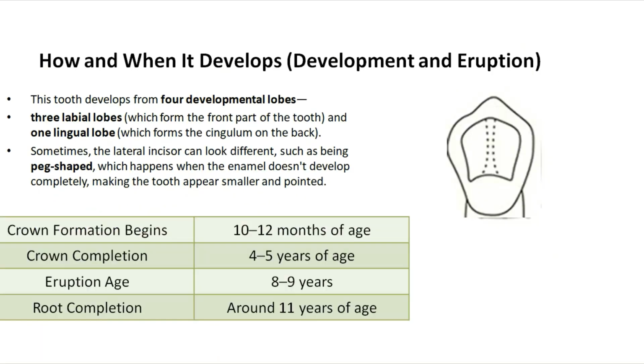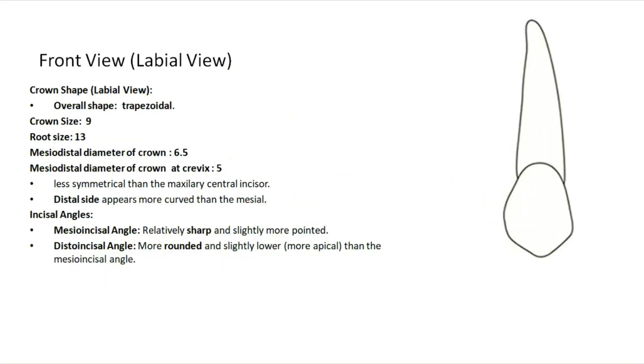Then we will discuss the labial view. This is the front view we see when we smile. The crown shape is trapezoidal. The cervical part is narrow and the upper part is wider. The crown size is 9 mm and the root size is 13 mm. The mesiodistal diameter of the crown at the incisal is 6.5 mm, and the mesiodistal diameter of the crown near the cemento-enamel junction is 5 mm.